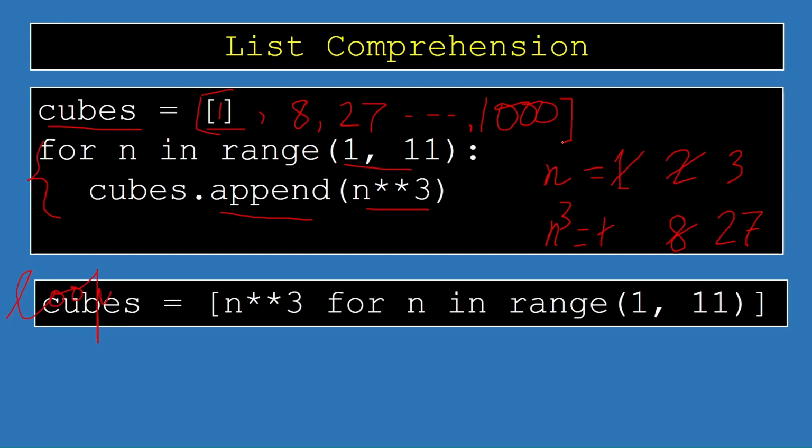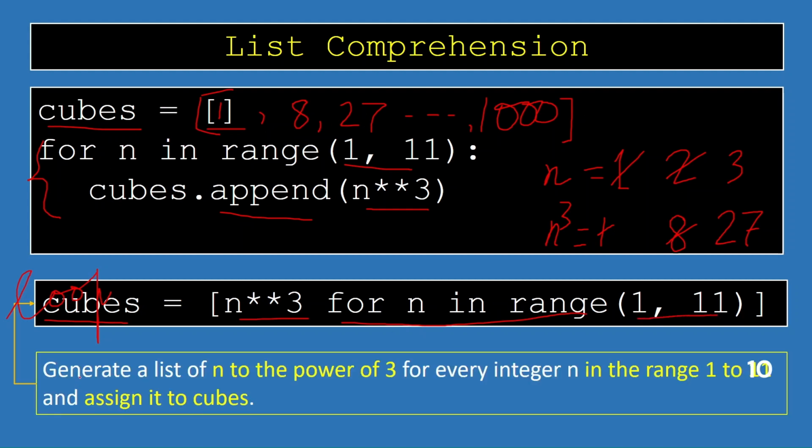Now let's see how the same list can be generated using list comprehension. The above statement can be interpreted as, generate a list of n to the power of 3 for every integer in the range of 1 to 10 and assign it to cubes.